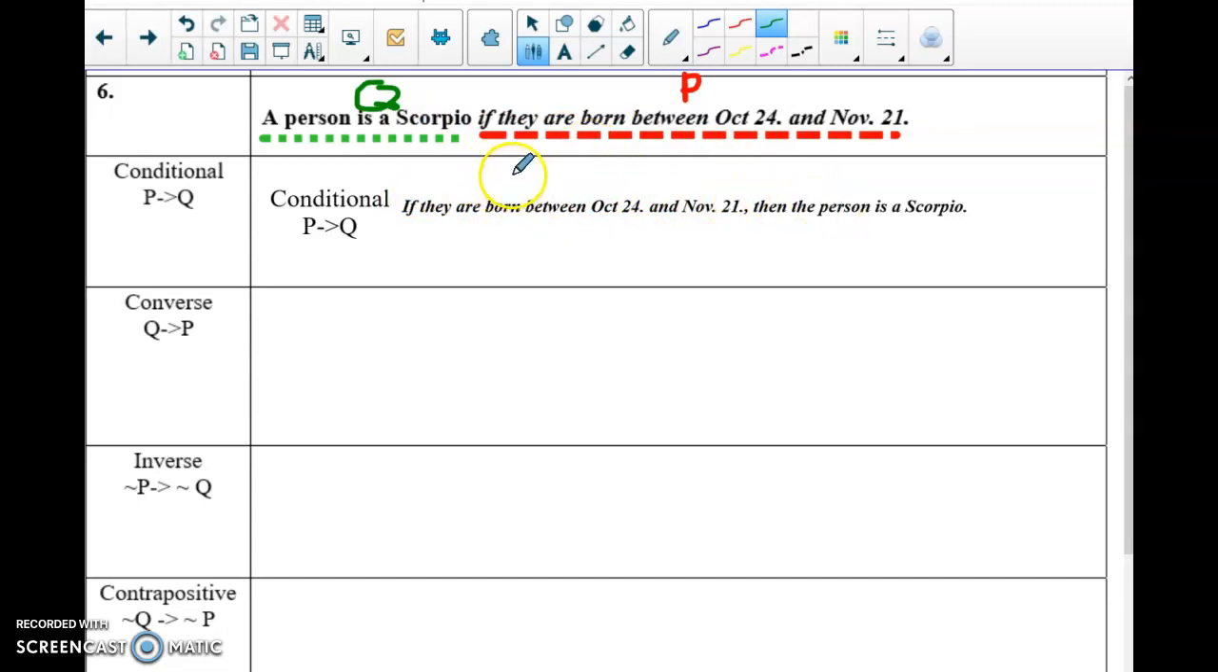So now that you know that this is the P and this is the Q, you can use that to finish the rest. Okay. Any questions, please ask. Please feel free to ask.